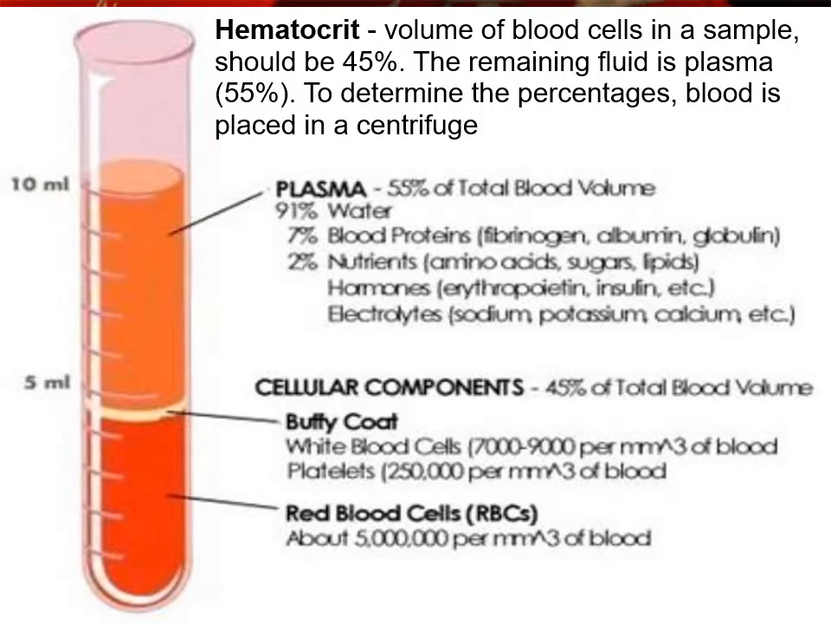Okay, so this diagram is showing you a hematocrit, and a hematocrit is the volume of blood cells in a sample. It should be approximately 45%. The remaining fluid is the plasma, and that makes up about 55%. The way that this was determined was they put 10 milliliters of blood into a centrifuge tube, and then they spun it down, and everything that's heavy, all the blood cells, sink to the bottom because the centrifuge just spins it around really fast. Down here we have all the cellular components, and that was about 45% of it. And then up top we had the plasma. So that's how we figured that out.